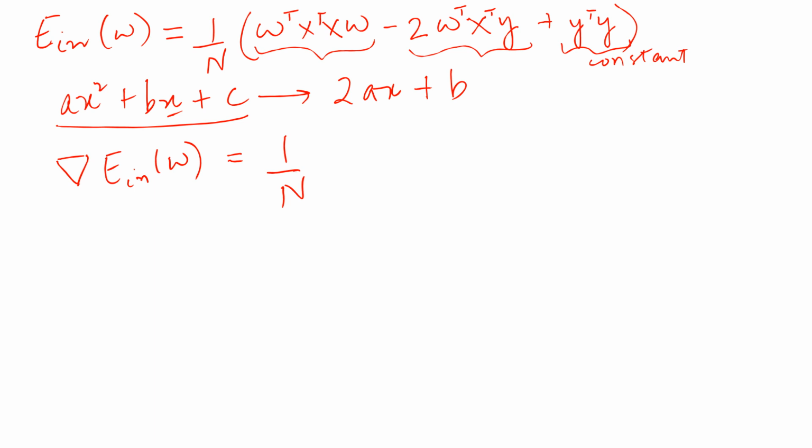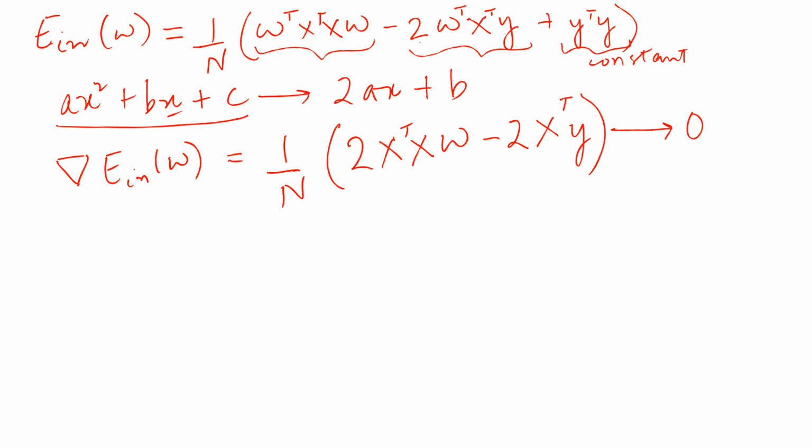But this is the intuition behind getting this result when we calculate the gradient of E_in with respect to W. So what we're going to get is 2 times X transpose X W minus 2 times X, because the 2 is already there, so 2 times X transpose y. And then we have to set it equal to 0 to get the minimum weights. So this is also known as the normal equation.